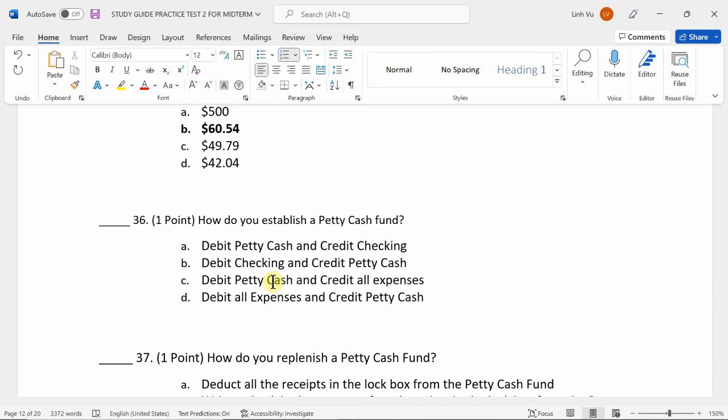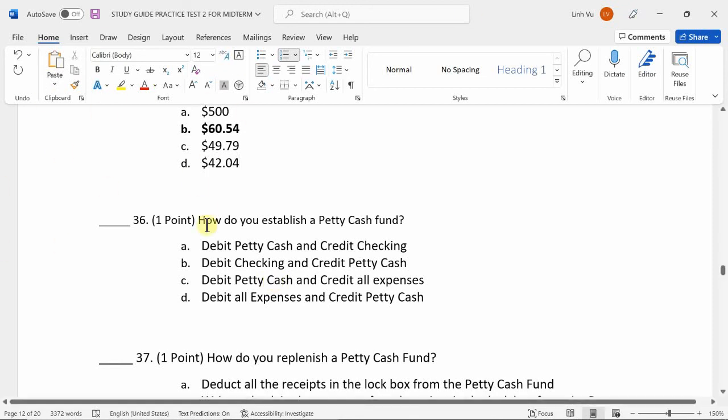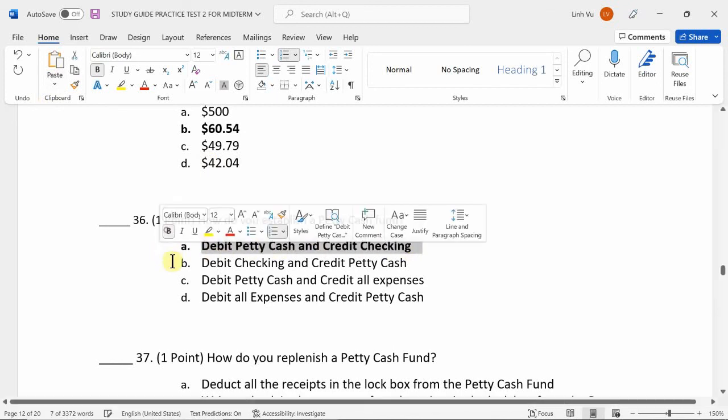Next one, question number 36, how do you establish a petty cash fund? Do you debit petty cash and credit checking? Do you debit checking and credit petty cash? Do you debit petty cash and credit all the expenses? Or do you debit all expenses and credit petty cash? So in this case, we're establishing. Where does your petty cash money come from? It comes from your checking account.